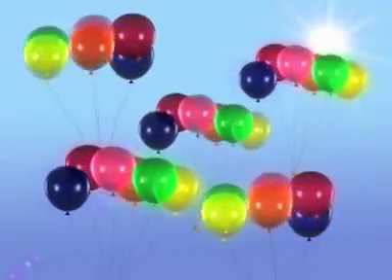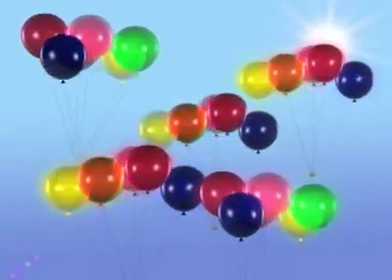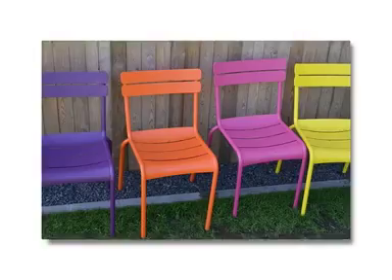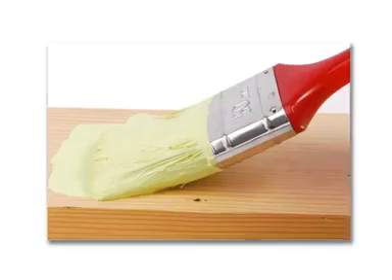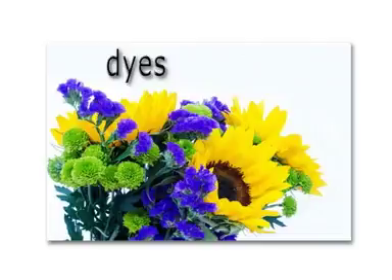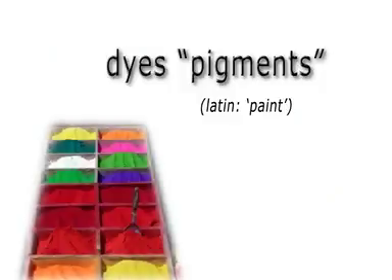But most objects in the world do not produce their own light. They reflect light. Light hits them, and then the light is reflected into your eye. Things like your clothes, or the house, or the furniture, and the stick. None of these things produce their own light, but instead they reflect light from paint on their surfaces or from the dyes that are naturally inside them. Dyes are also called pigments, from the Latin word that means paint.